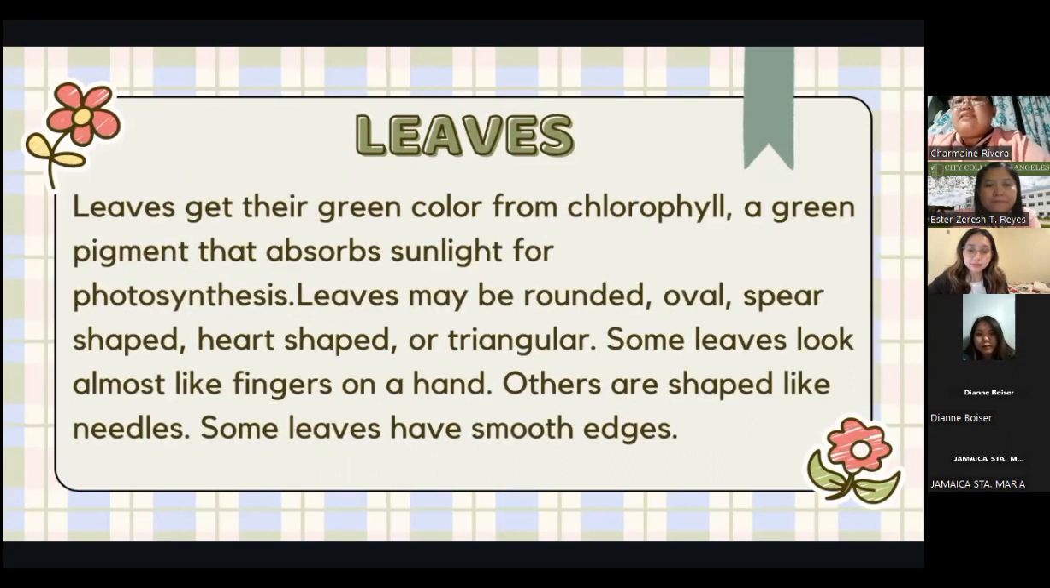And leaves get their green color from chlorophyll, a green pigment that absorbs sunlight for photosynthesis. Leaves may be rounded, oval, spear shape, heart shape, or triangular. Some leaves look almost like fingers on a hand. Others are shaped like needles. Some leaves have smooth edges.